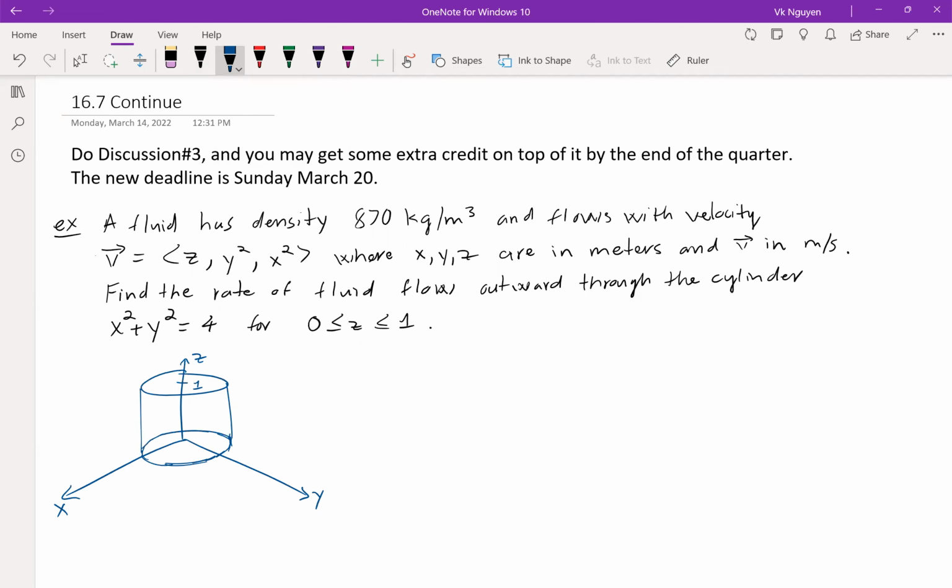Okay. Now, find the vector field F. Well, we have the velocity and the density. If you multiply them together, you're going to get a vector field. Density times velocity. Here it is: 870 z y square x square.